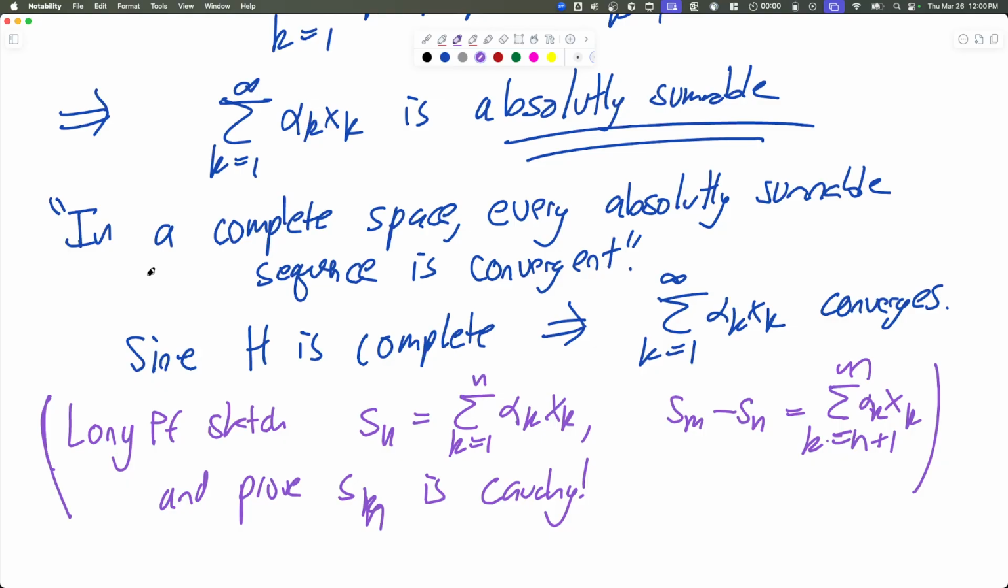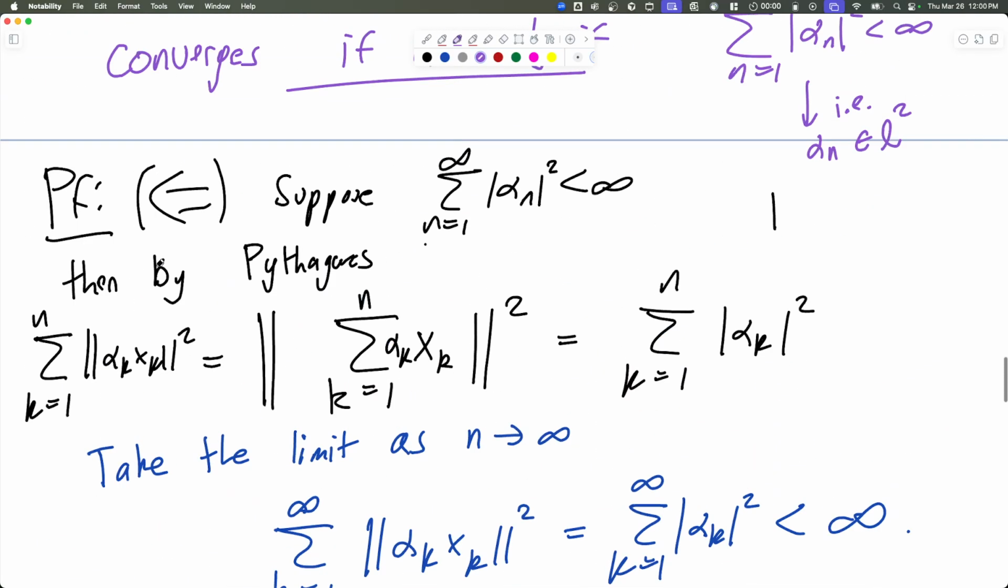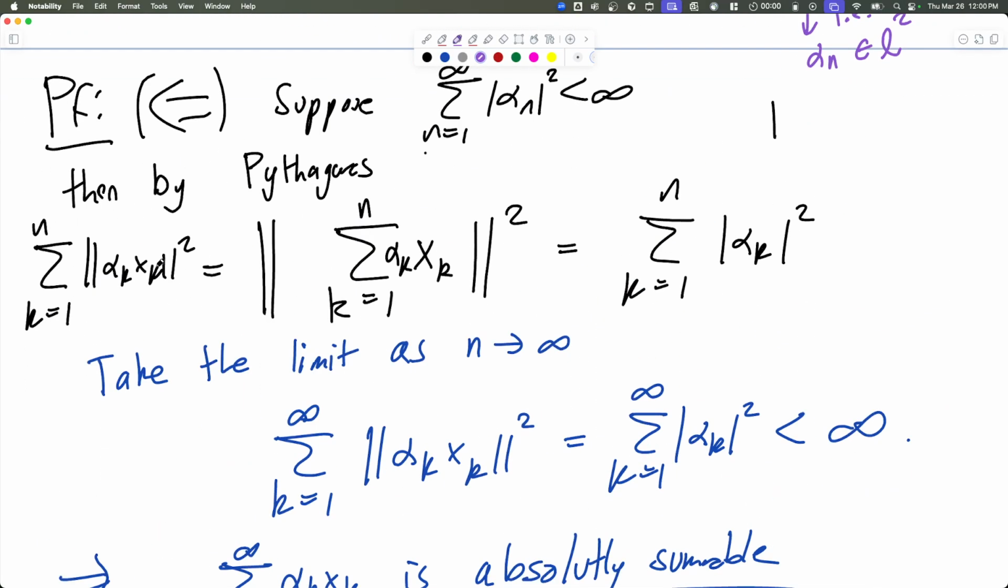Okay, let's see. So for this direction, we're able to drop the xk because they're orthonormal. Where did the xk's go? Yes, that's right. The alpha k xk, because they're orthonormal, is exactly norm 1. So it really should be alpha k squared times 1, which is the same. It's important they're orthonormal here. Otherwise, it's not a true statement.